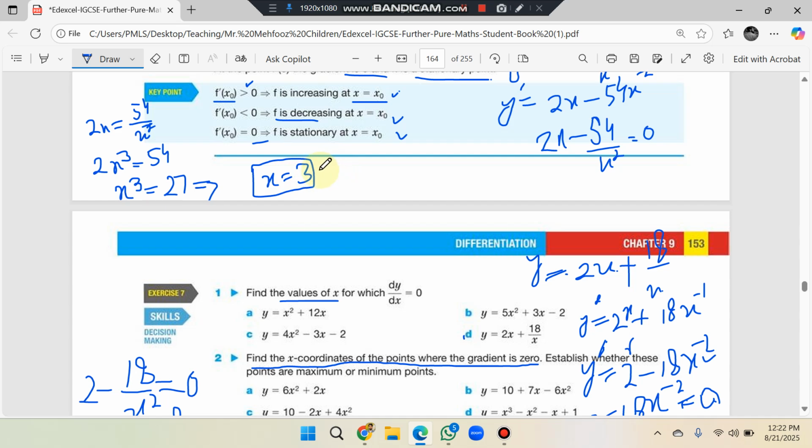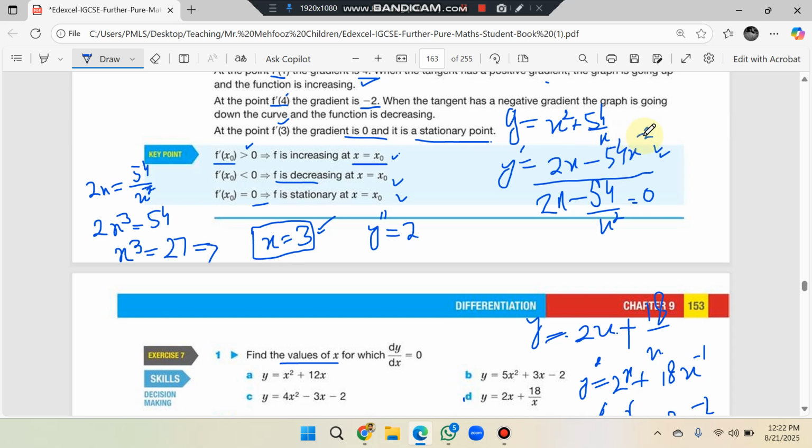After that, we have x is equal to 3. Again, we can use the first derivative and we find the second derivative. So y double prime is equal to 2, and this minus 2 goes to the start, so it becomes plus 108, right? Minus 2 multiplied by 54 becomes plus 108, and the term will be x raised to the power minus 3. Any problem? No.